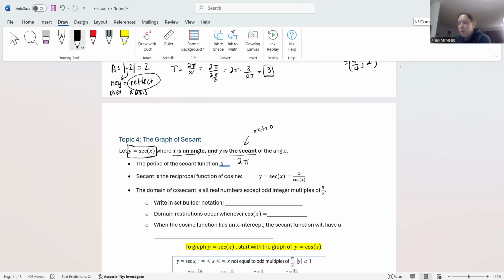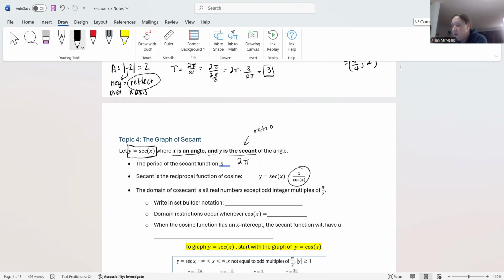Now, when we were talking about domain and range of trig functions back in 7.5, we acknowledged that there were going to be issues with secant. If we're looking at the ratio for secant, it's 1 over cosine, so if we ever have a situation where cosine is 0, secant is then undefined. So we asked ourselves, when is cosine equal to 0? Well, we found that cosine was equal to 0 at odd integer multiples of pi over 2.